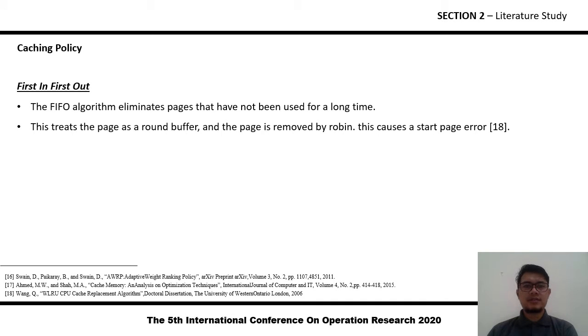This is the caching policy that we'll use in this experiment. The first is first in, first out. The FIFO algorithm eliminates pages that have not been used for a long time. And then FIFO also treats pages as a ring buffer, and the page is removed by round robin. This causes a page fault error.